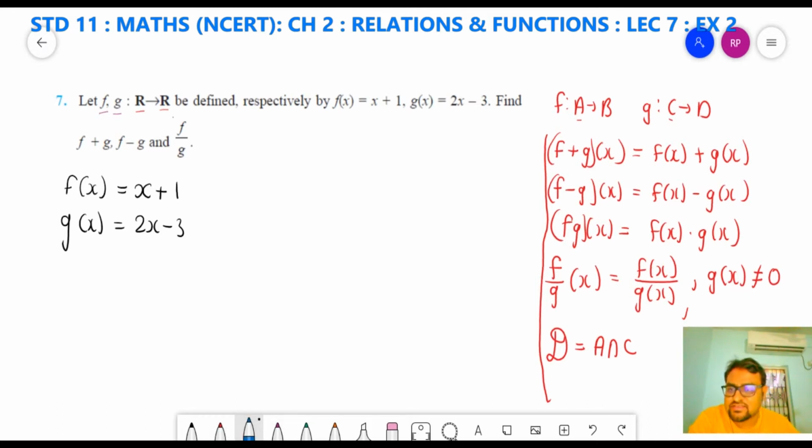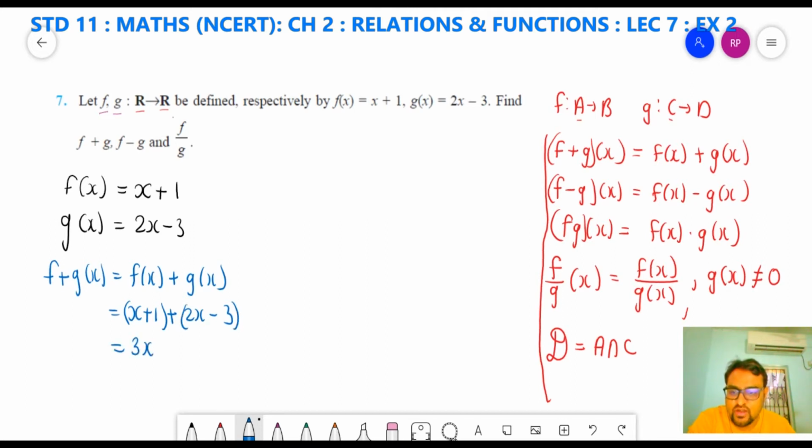So now, first (f plus g)(x). This will be equal to f(x) plus g(x). So what is f(x)? x plus 1 plus 2x minus 3. So x plus 2x is 3x, and 1 minus 3 will be minus 2. So this is (f plus g)(x), equal to 3x minus 2.